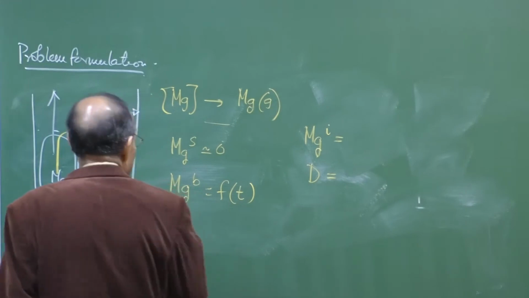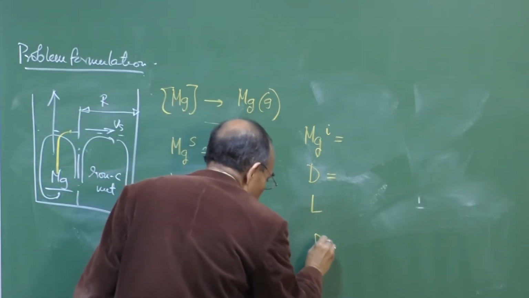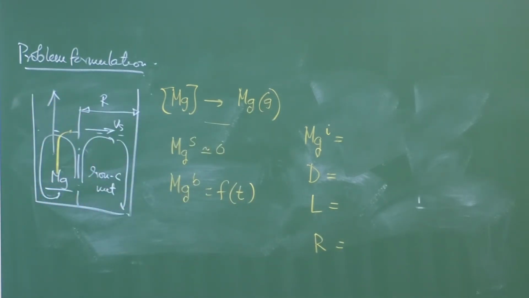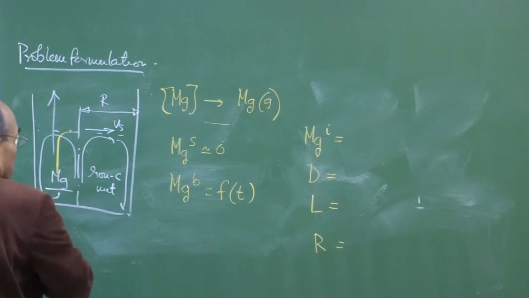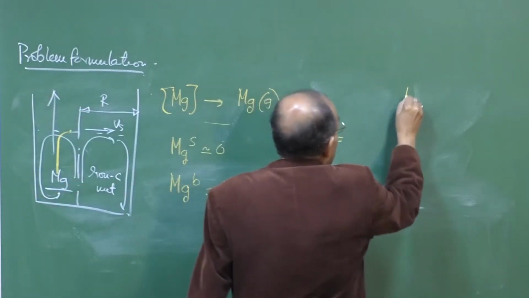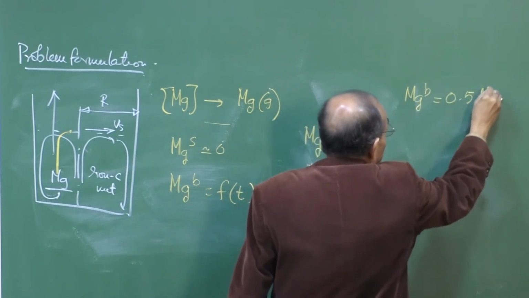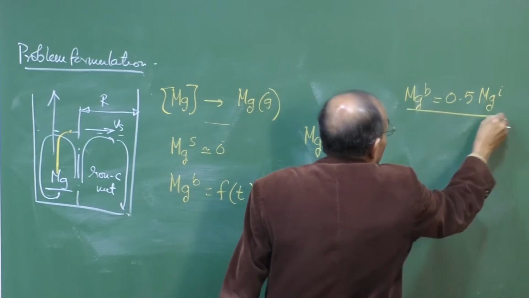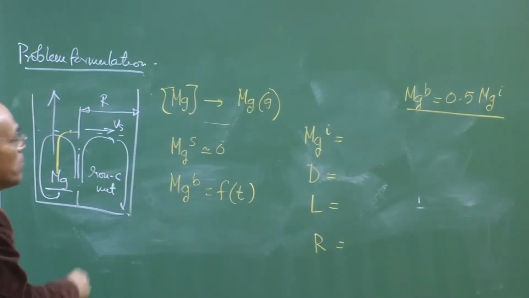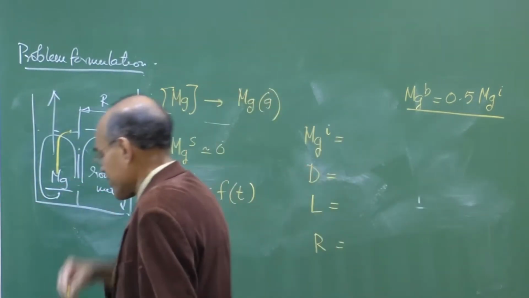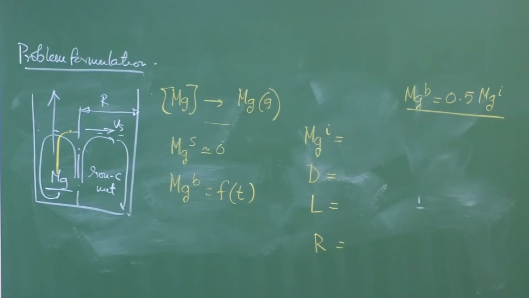We will give the vessel dimensions L and R, and we would like to calculate the time at which the concentration of magnesium in the bath bulk has become 0.5 times the initial magnesium concentration. That is, calculate the time by which this condition is valid in the system. So, now we go on to solve the problem.